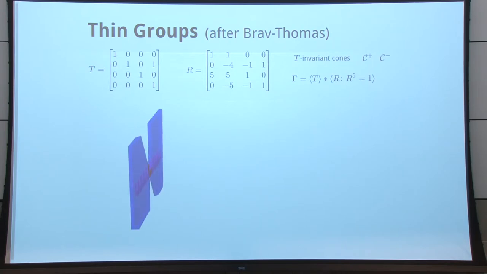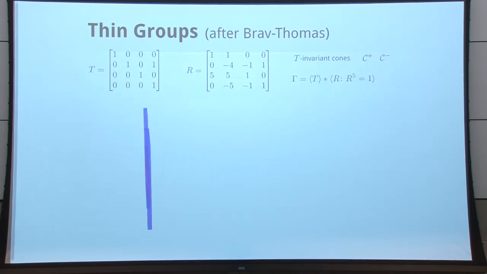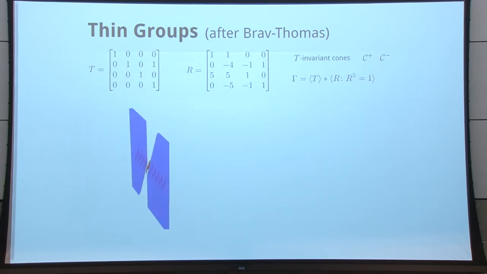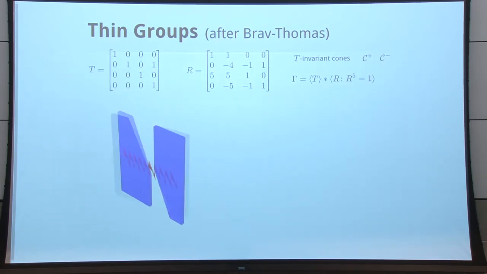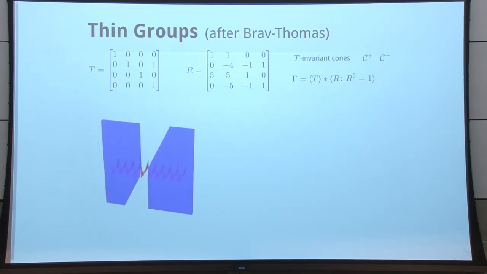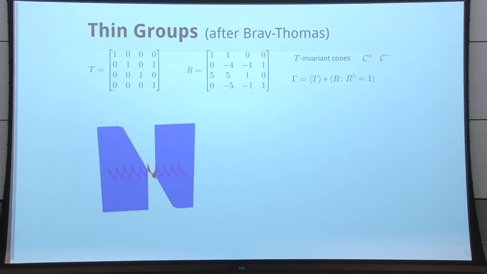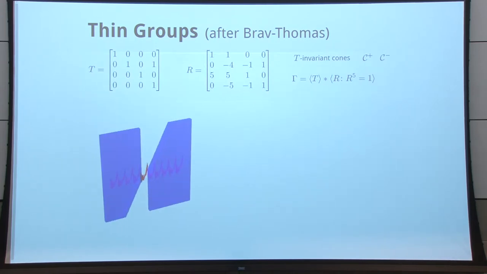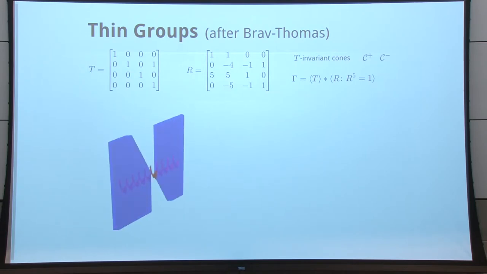The blue cones are C plus and C minus, and this is a picture in projective 3-space in a chart in R3, and you have these cones C plus and C minus, which are the blue cones. The way T acts is just by translation by plus 1 or minus 1, depending on if you take T or T inverse. The chart is chosen in such a way that T is just that translation, adding one or subtracting one from the coordinate. Let me note that T is unipotent but not maximally unipotent.